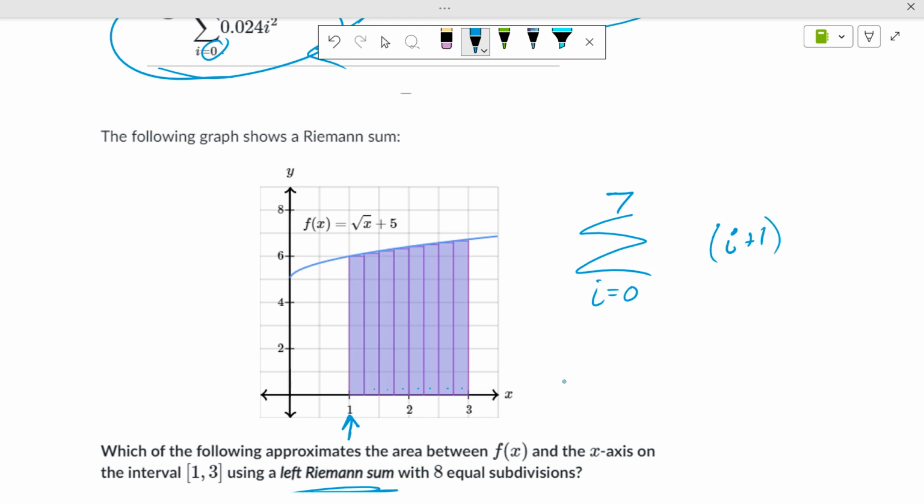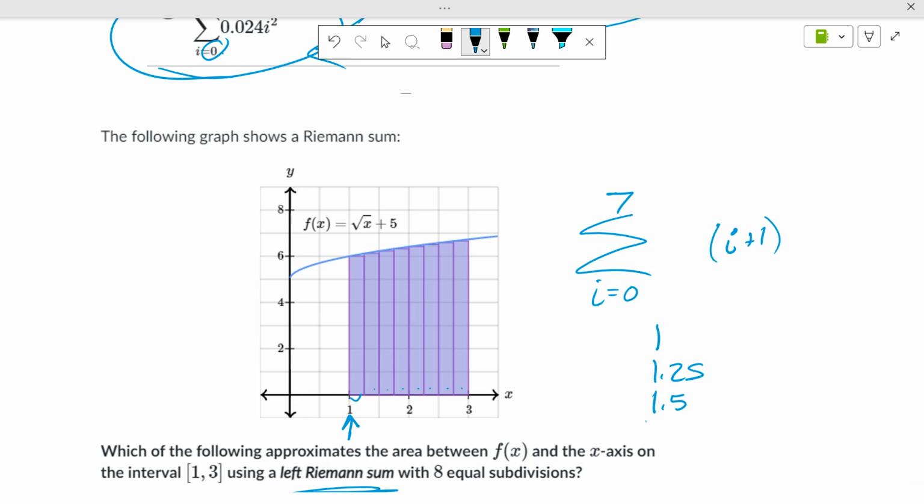Now, if I want to go over, how far do I go over? Well, I go over 0.25 each time. Okay? So my first one's at 1. My second one's going to be at 1.25. My third one's going to be at 1.5, and so on.